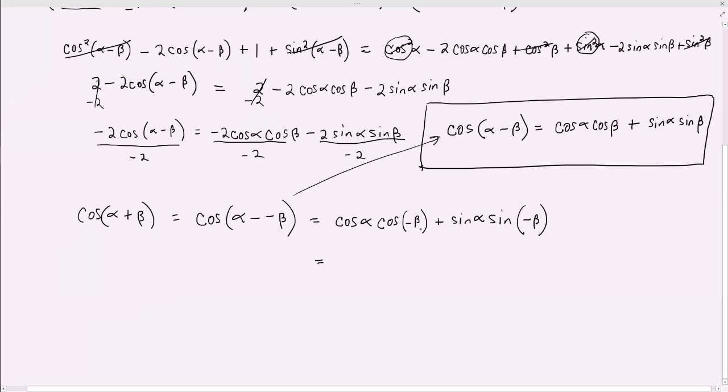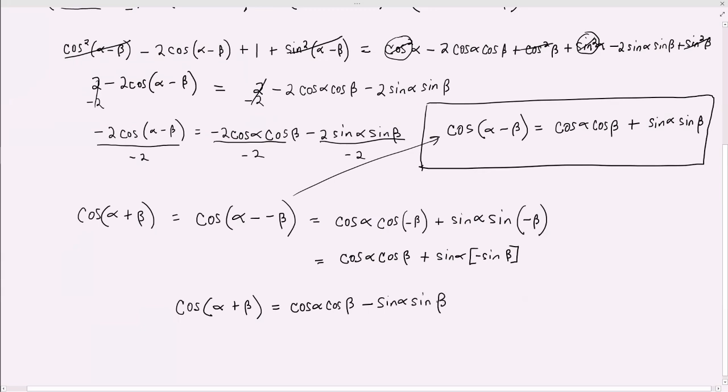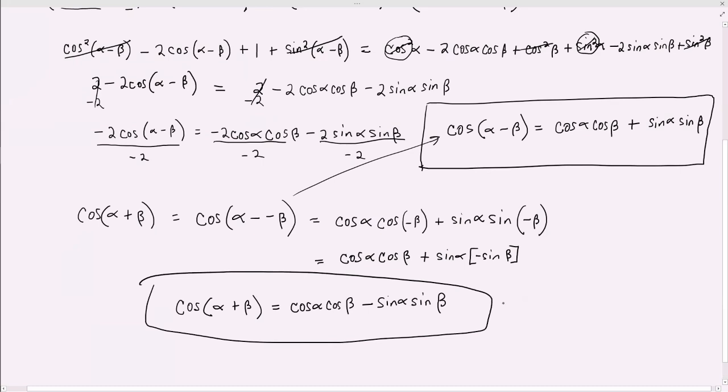And we know from the even nature of a cosine function that the cosine of negative beta is equivalent to the cosine of beta. So this part just gets to become cosine alpha cosine beta. Okay, sine is an odd function, so this is going to bring the negative out front. So this is going to be plus the sine of alpha times the negative sine of beta. Okay, and we can just move that negative out here and make it subtraction. So we can conclude that the cosine of alpha plus beta is equal to cosine alpha cosine beta minus sine alpha sine beta. Okay, and now we have our sum and difference formulas.